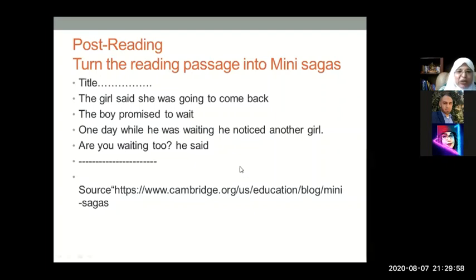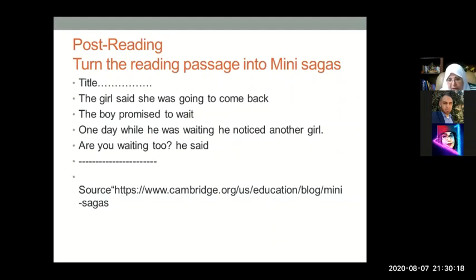Okay, so this is the idea, that they change the passage into just 50 words. And you can ask your learners, like you can put them in breakout rooms. They write their own mini sagas, and then they ask other groups to put a title and ending for it.